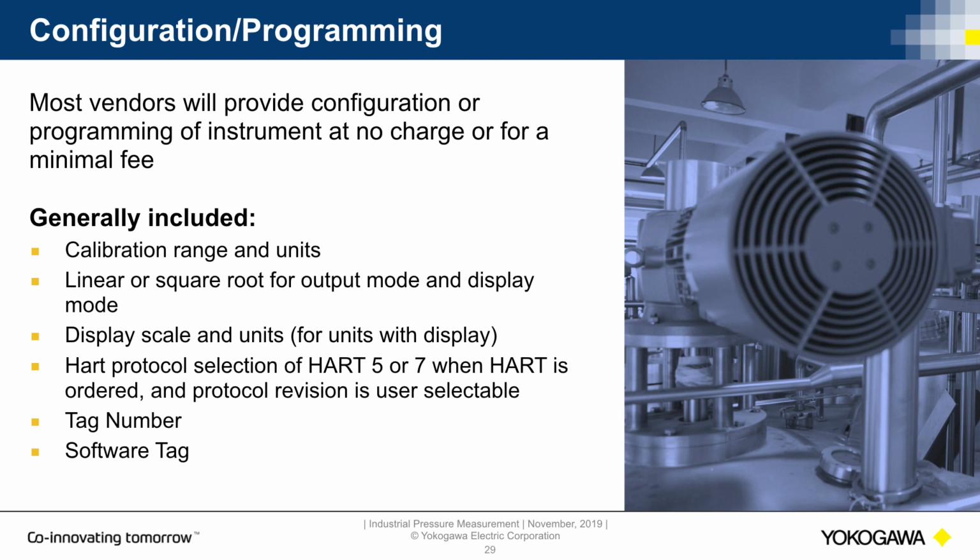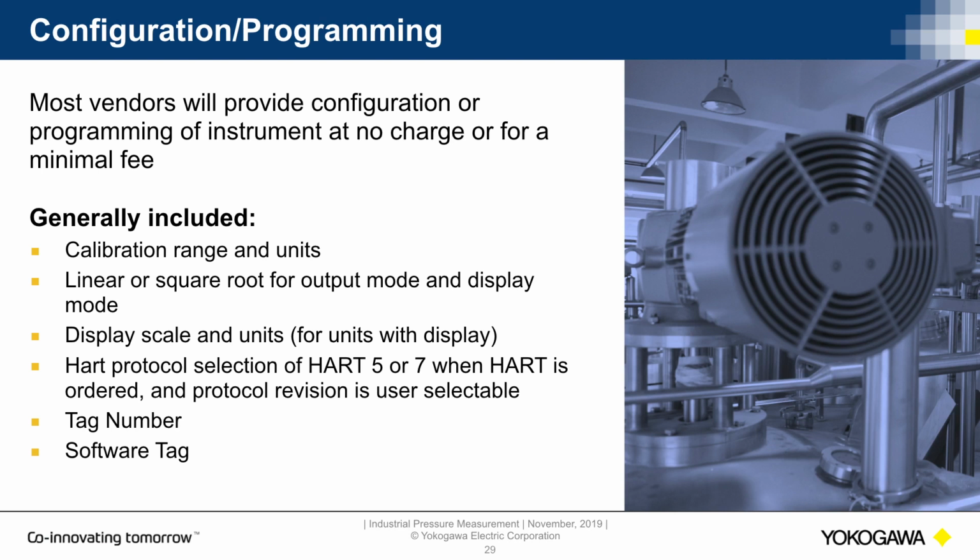So typically, with most transmitter manufacturers, they'll provide some type of configuration or setup of the instrument before you get it at no charge or maybe for a small fee. So generally, for a pressure transmitter, what you're going to want to include is that calibration range in units. So you can have it specified to the max range of whatever capsule, but also if you want to have it calibrated to your specific calibration range for your application, we can do that as well.